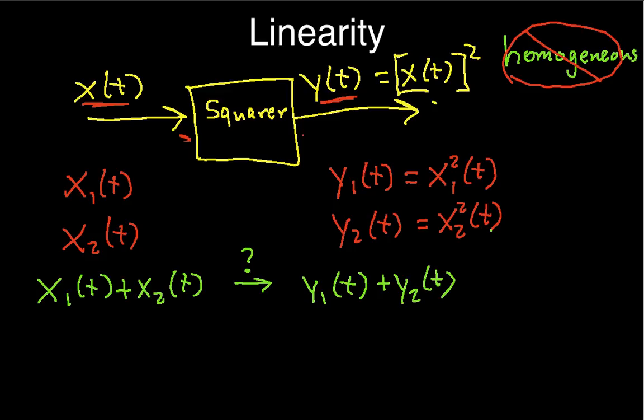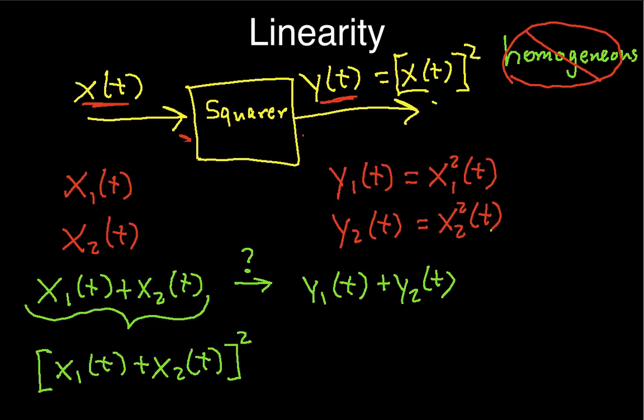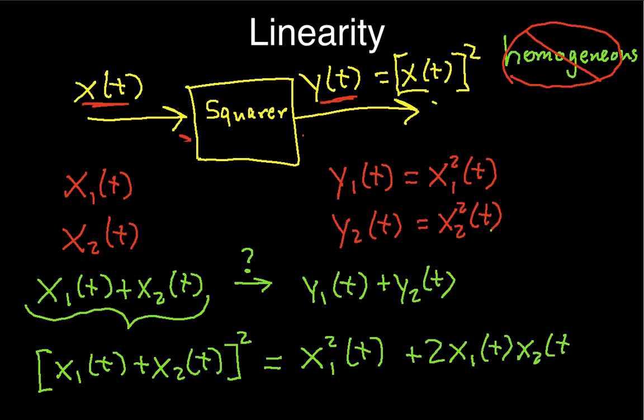So let's just see what happens. If I take this and put it into the system, the output of the system is going to be x1 of t plus x2 of t, that whole quantity squared. And if I work this out, this is essentially squaring a term with two terms, so you'll of course remember that this is x1 of t squared plus 2 x1 of t times x2 of t plus x2 of t squared. Okay, so now we can start comparing what we have coming out of the system in response to this input.